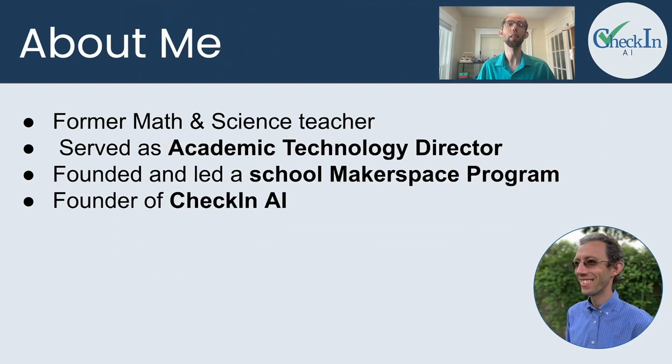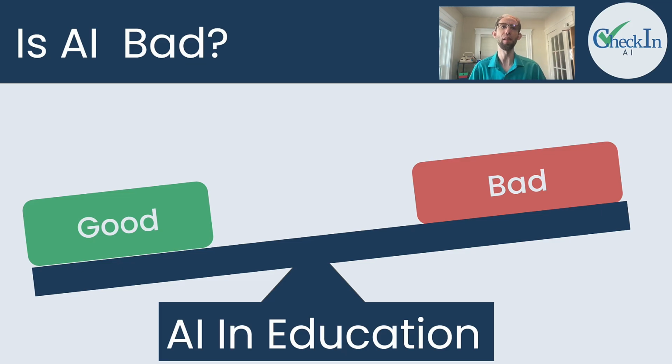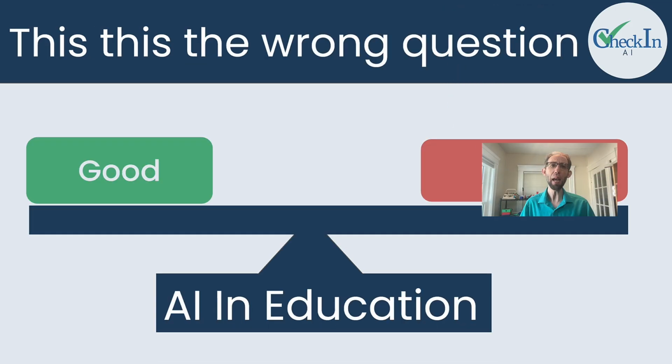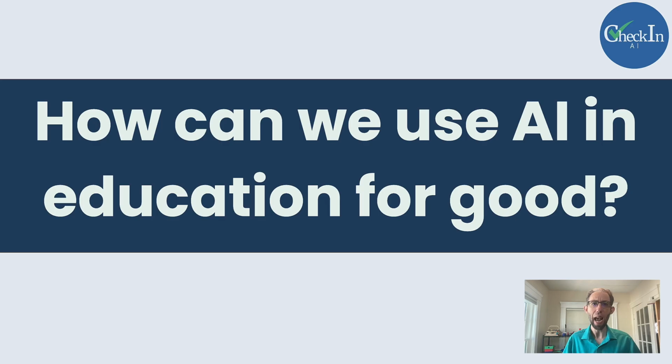But first, I want to start with the question I hear all the time about AI and education. I hear it from people, and I also see it on social media. That question is: is AI good for education or is AI bad for education? I believe this is the wrong question. It's way too simplistic, and honestly, there's much more nuance. The question really should become: how can we use AI in education for good?